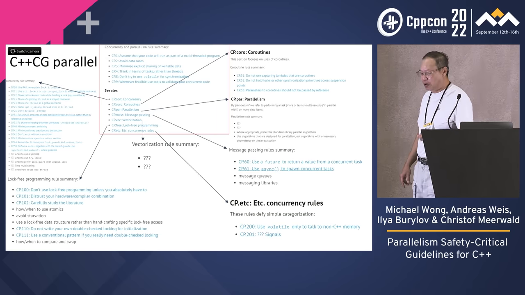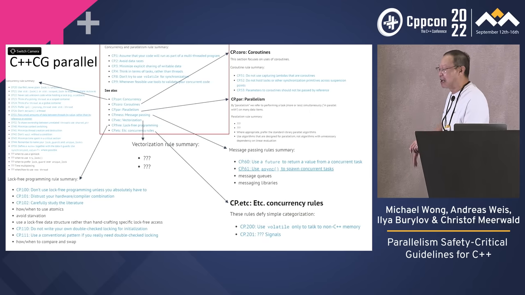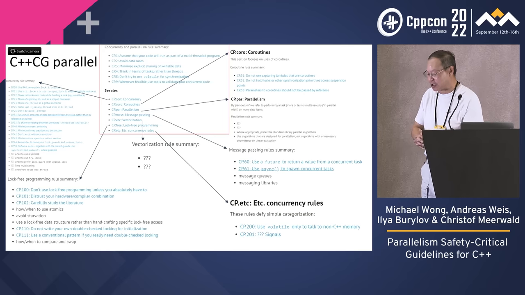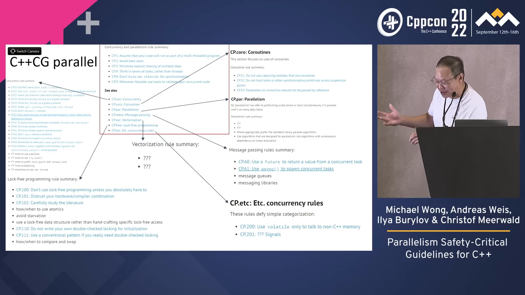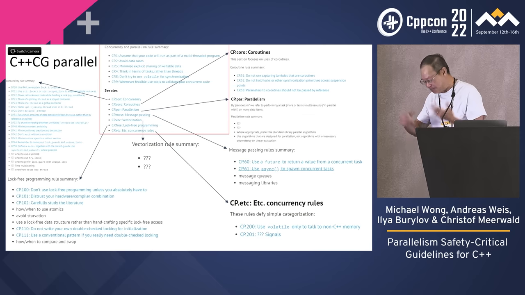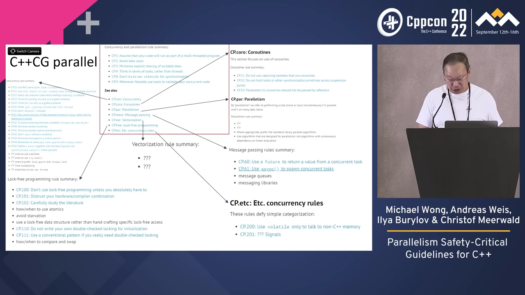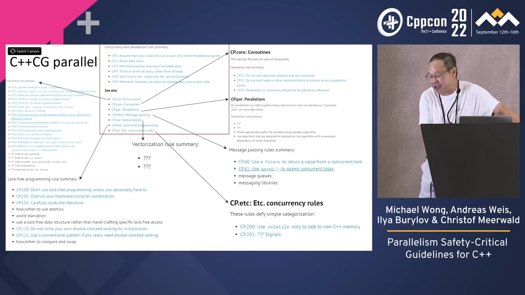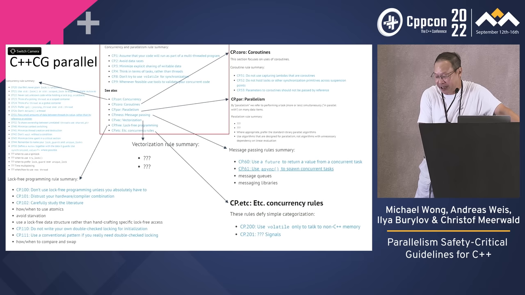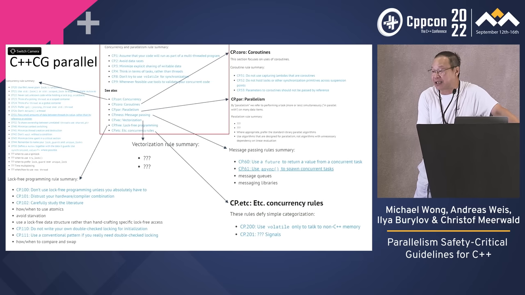Coroutine has two or three. Parallelism has a lot of question marks and some suggestions. Message passing has two. Vectorization has only question marks. And SC concurrency has a few more things. So in total, counting CP 1, 2, 3, 4, 5, 6, 8, and 9, it turns out to be about 36. Pretty thin in some ways, but not too bad.